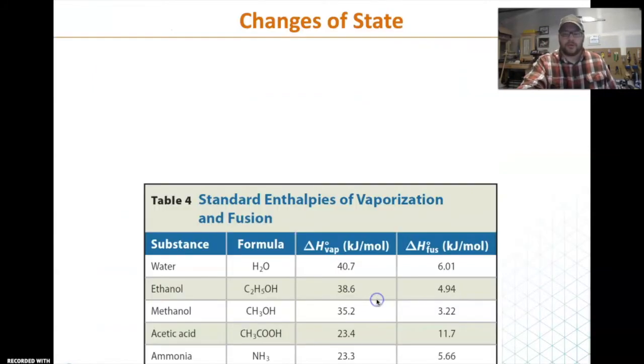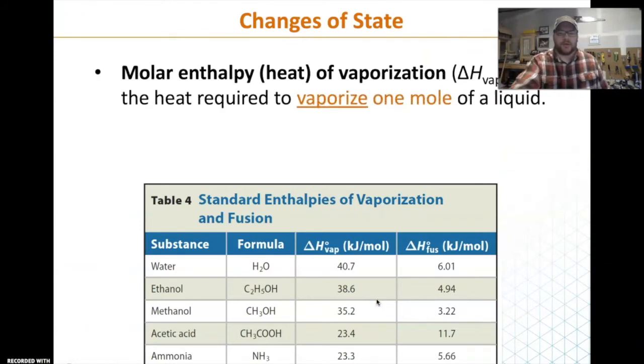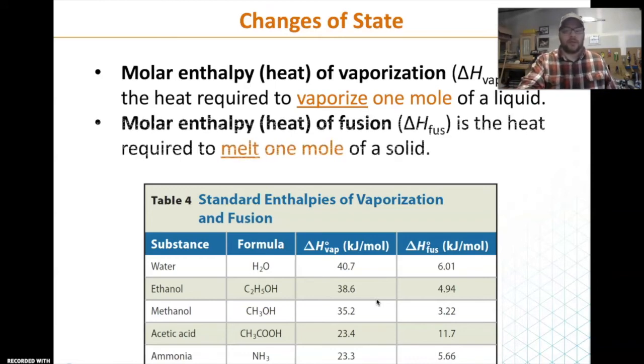Okay, so moving on here, we got changes of state. Enthalpy of vaporization, or what we usually call heat of vaporization, is the amount of heat required to vaporize 1 mole of liquid. The heat of fusion is the amount of energy required to melt 1 mole of a solid, so going from a solid to a liquid. And you can see in this table here a set of heats of vaporization as well as heats of fusion for several different molecules.